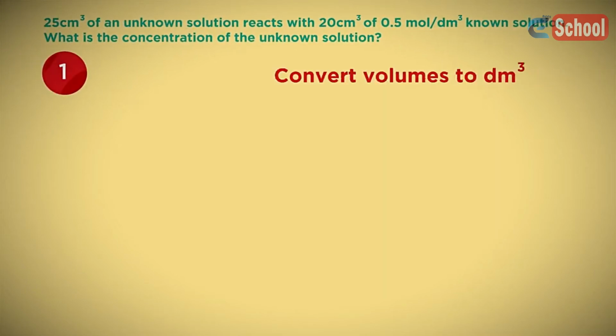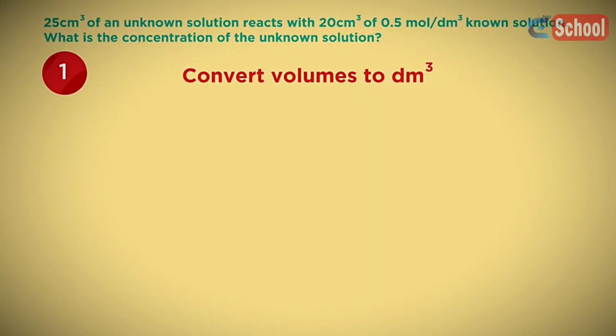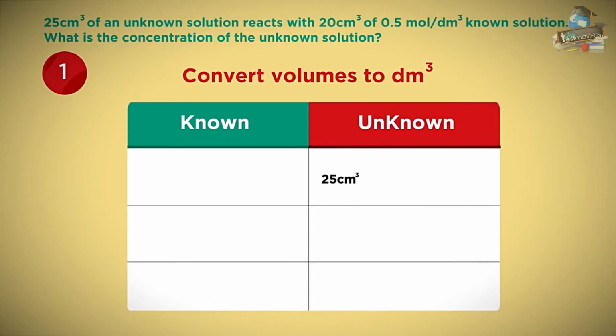First, we need to convert volumes to cubic decimeters. We do this by dividing by 1000. So, 25 cubic centimeters divided by 1000 equals 0.025 cubic decimeters. And 20 cubic centimeters divided by 1000 equals 0.02 cubic decimeters.